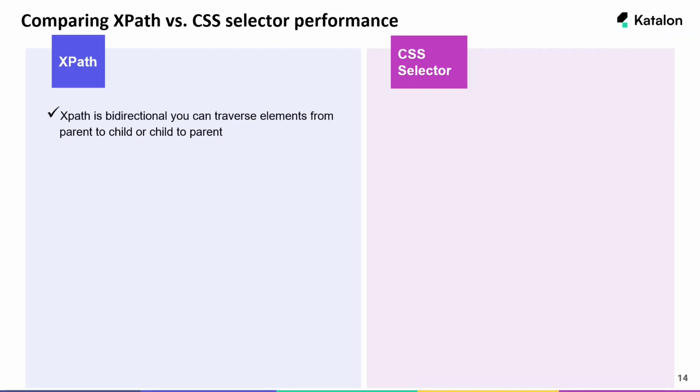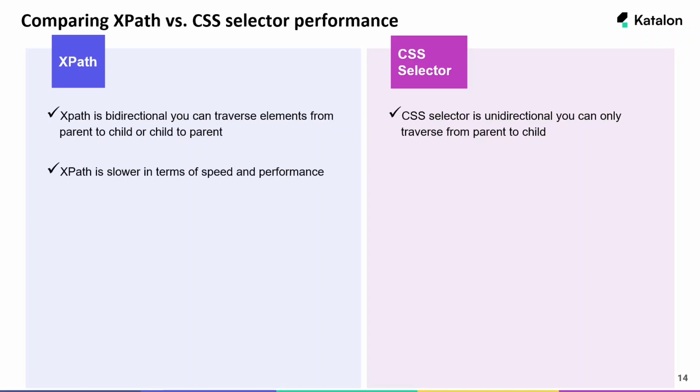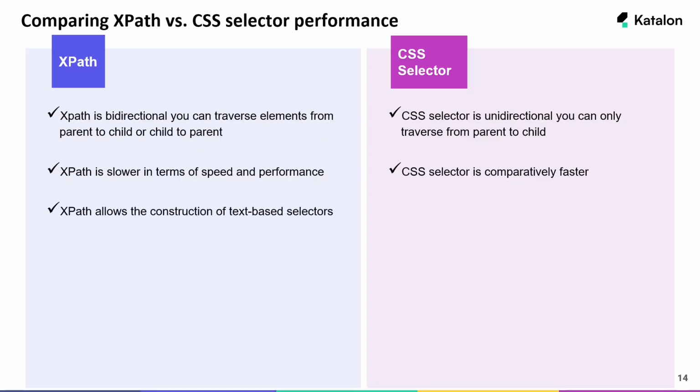XPath is bidirectional. You can traverse elements from parent to child or child to parent, whereas CSS selector is unidirectional. You can only traverse from parent to child. XPath is slower in terms of speed and performance, whereas CSS selector is comparatively faster. And XPath allows the construction of text-based selectors that we already covered. CSS selector does not allow you to construct text-based selectors.